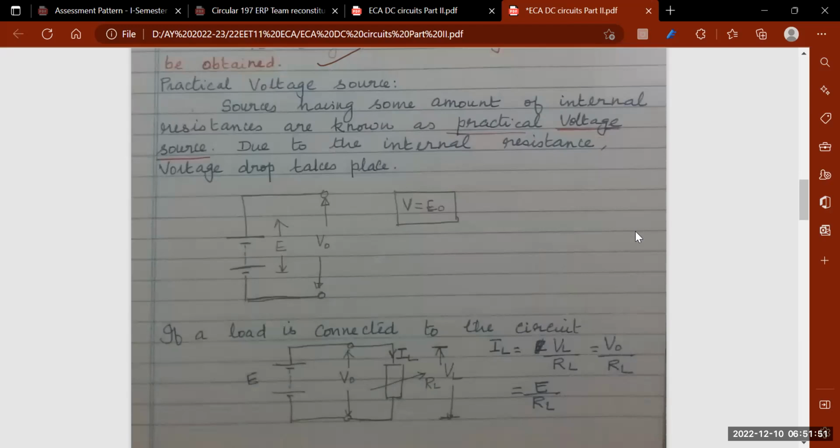Okay. So this represents the ideal voltage source. You have a battery and this is my output voltage. The output voltage is equal to the battery voltage E, and then it is called an ideal voltage source. There is no drop, there is no internal resistance, so my internal resistance Rs equals 0. This was the characteristic of an ideal voltage source.